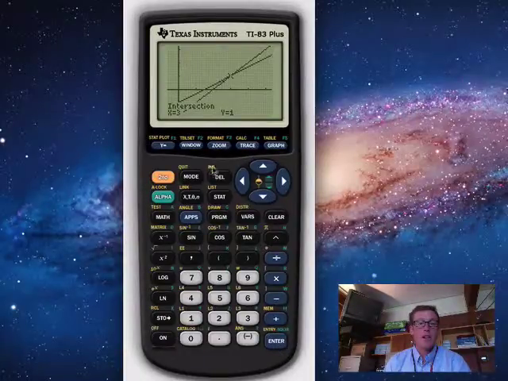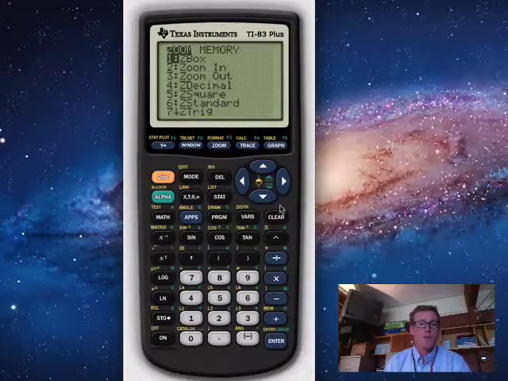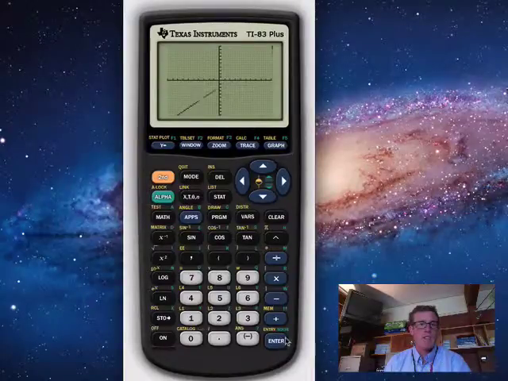Now when you want to undo this zoom, what you can do is hit zoom and then standard, which is option 6. And that just takes you right back to a negative 10, 10, negative 10, 10 window.